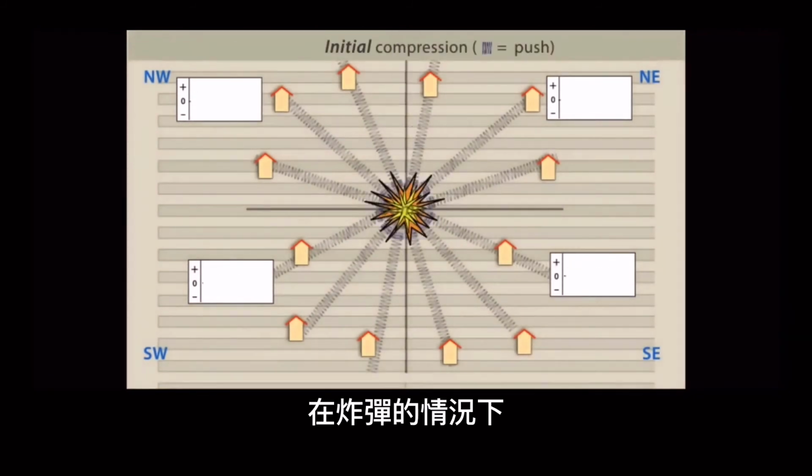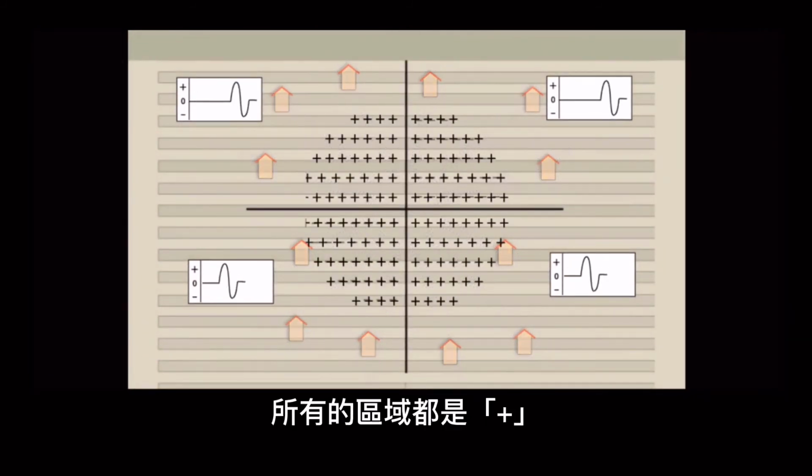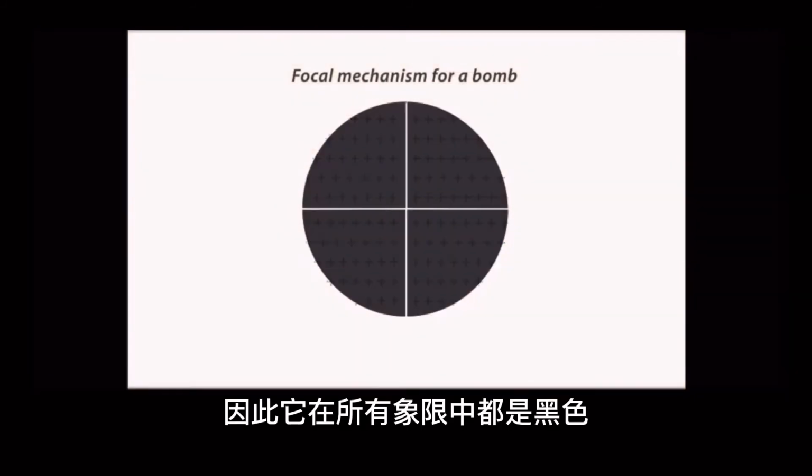In the case of the bomb, all regions of the pattern have pluses. Thus, it would be black in all quadrants.